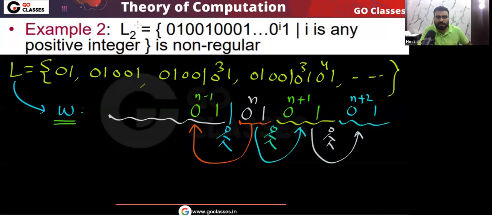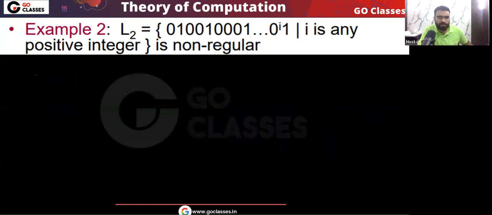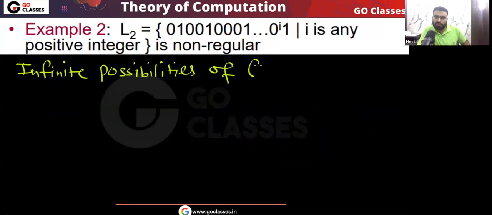Okay, so very simple. This language is non-regular. Is this clear? This language, if you notice, is non-regular, because in this language there are infinite possibilities of comparison. Where are the infinite possibilities? Let me show you the possibilities of comparison. So the infinite possibilities of comparison are like this.